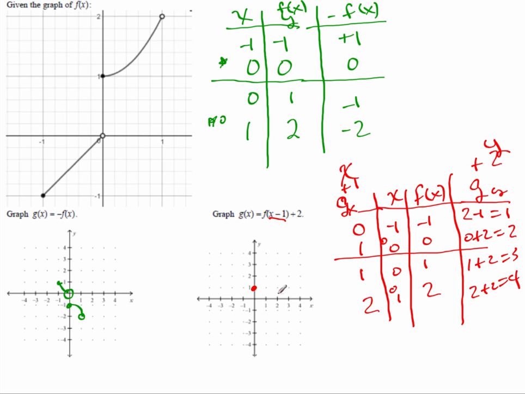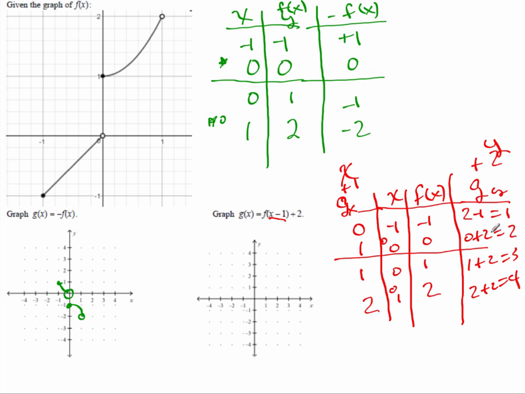Going to graph 1, 2. And that's going to be a straight line there. Oh, that should be open, shouldn't it? Oh, I don't want to erase all that because that was quite a bit of work. Erase it that way.